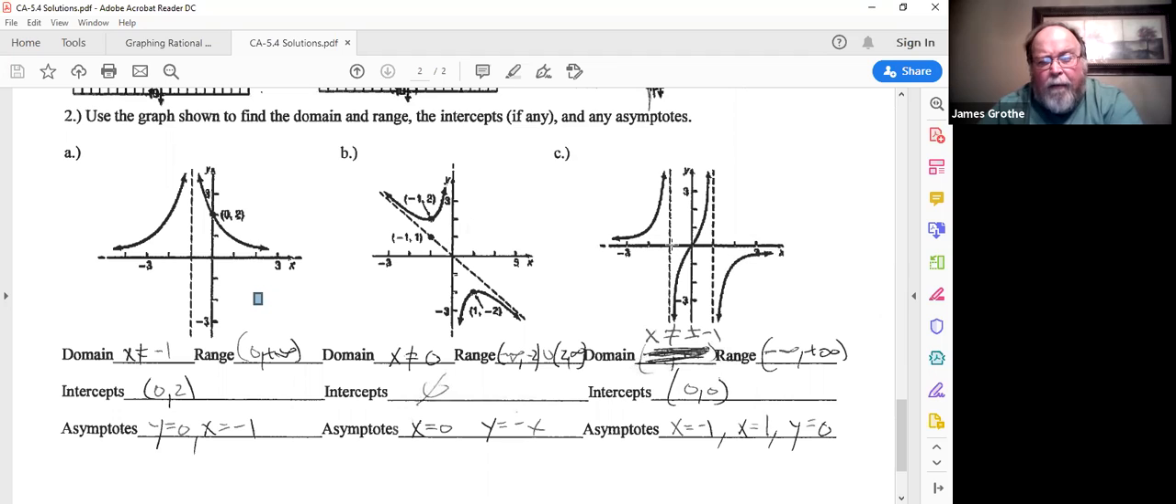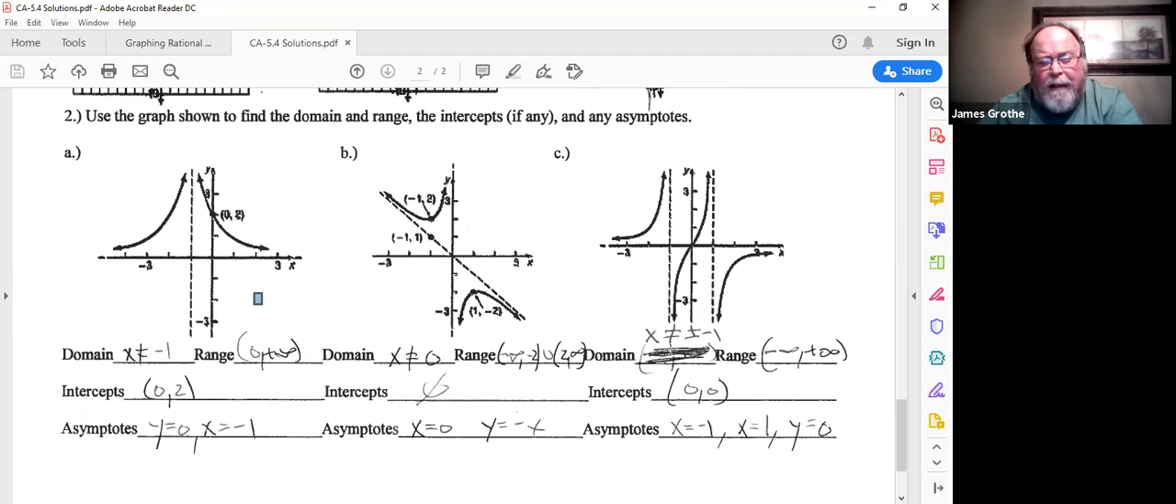and then the interval from negative 1 to positive 1, again not including, and then the interval from positive 1 to infinity, again not including positive 1. Or simply put, all x values not equal to positive or negative 1.